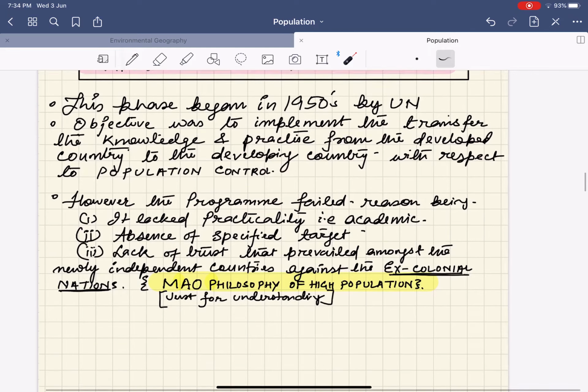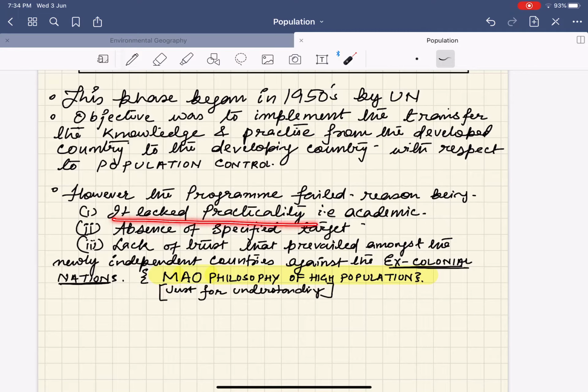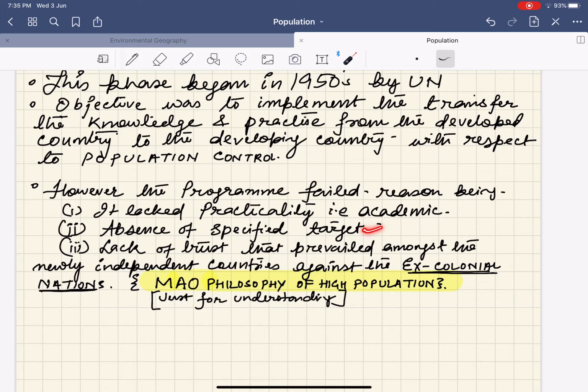What were the reasons? First, it lacked practicality. It was more academic, meaning it completely lacked practicality. There was nothing concrete over there. Next, absence of specific targets, meaning at what time should we control the population, and at what rate should we control it. This was something missing in this KAP initiative.